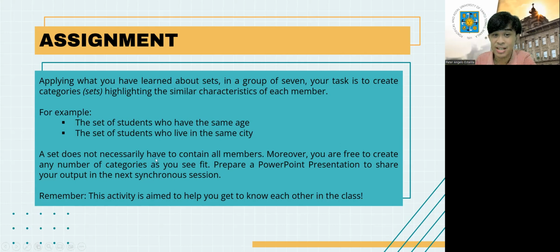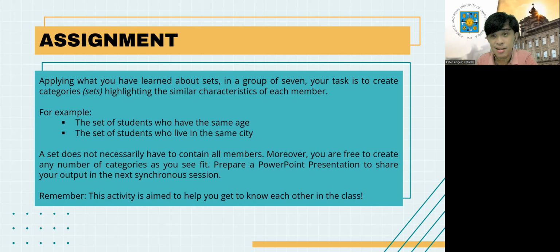So a set does not necessarily have to contain all numbers. Pwedeng dalawa lang, pwedeng isa lang. Pero huwag na tayo magsama ng null set, ha? Ayan. It does not necessarily have to contain all numbers. So pwedeng sa isang group, pwedeng iba-iba kayo ng categories, iba-iba kayo ng sets. Also, you are free to create any number of categories as you see fit.